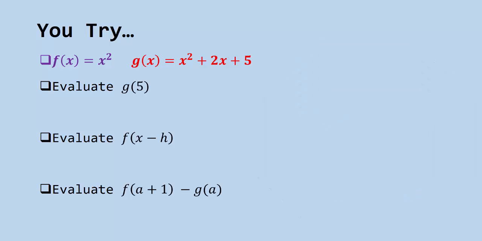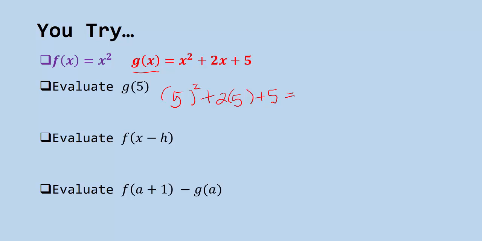Okay, let's see how you did. We'll start with g of 5. So the g is identifying that I'm going to use this function here. Again, I write down my function with parentheses wherever I see the x as a way to remind me, until I get used to it, where I'm going to plug in the g of 5. So 5 goes in here for x, 5 goes in here for x, and I'm going to simplify.